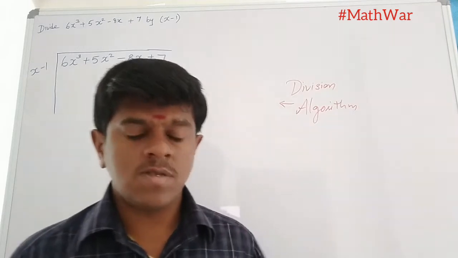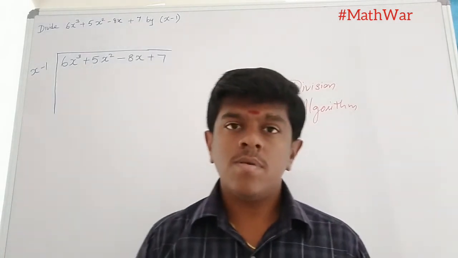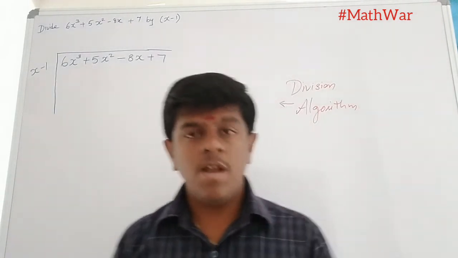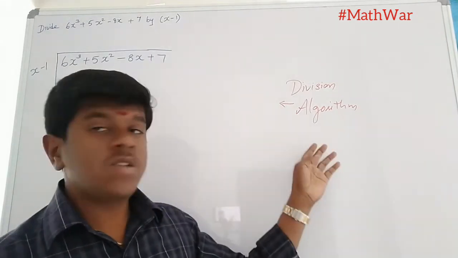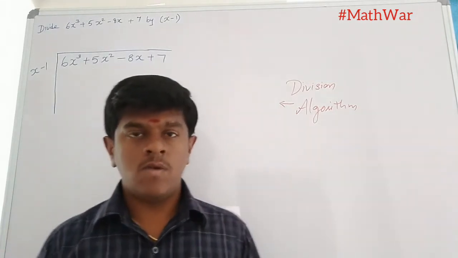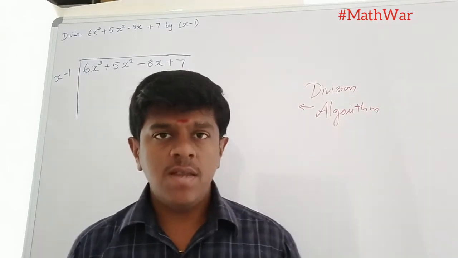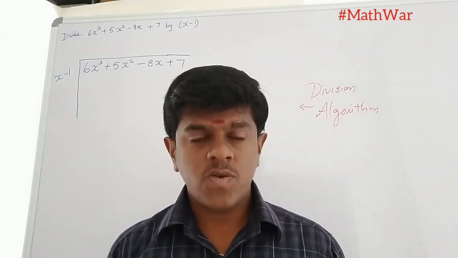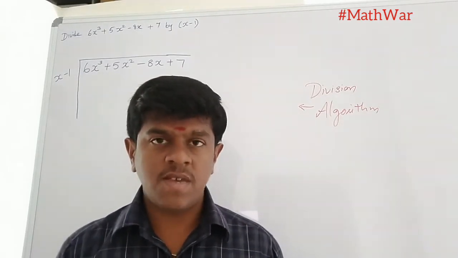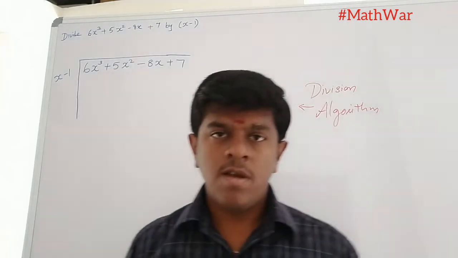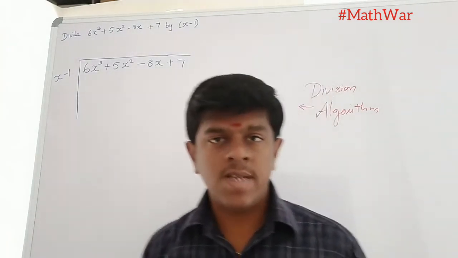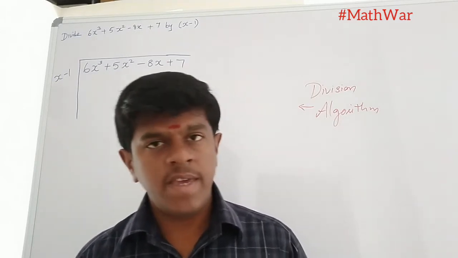Before entering the concept, we want to know how to divide a polynomial by a binomial. So that is the division algorithm we are going to learn now. Question is, divide 6x cube plus 5x square minus 8x plus 7 by x minus 1. We should divide 6x cube plus 5x square minus 8x plus 7 by x minus 1.